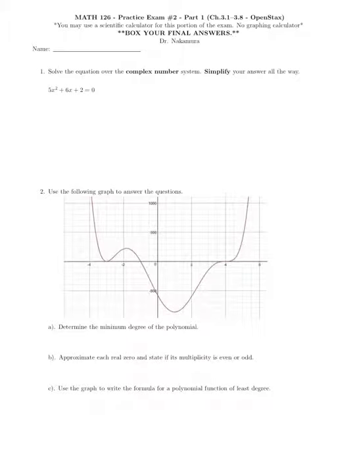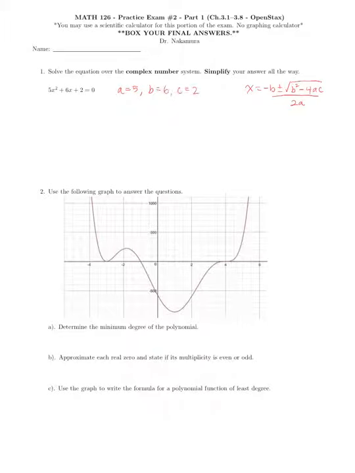Now, number 1, solve the equation over the complex number system. Simplify your answer all the way. For this particular problem, I would like to use the quadratic formula. So let me just write that out. x equals negative b plus or minus the square root of b squared minus 4ac, whole thing divided by 2a. In this case, our a is 5, b is 6, and c is 2.